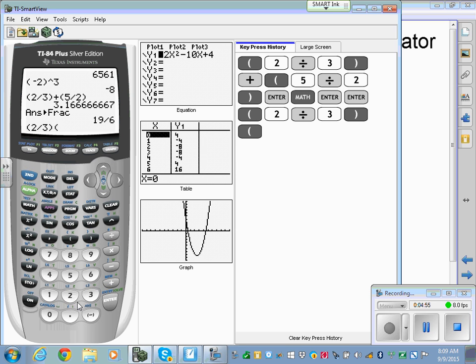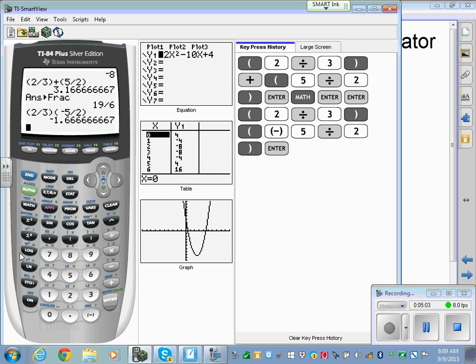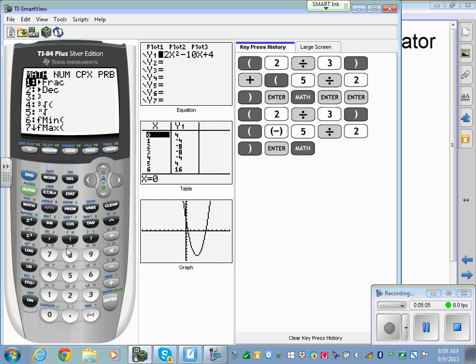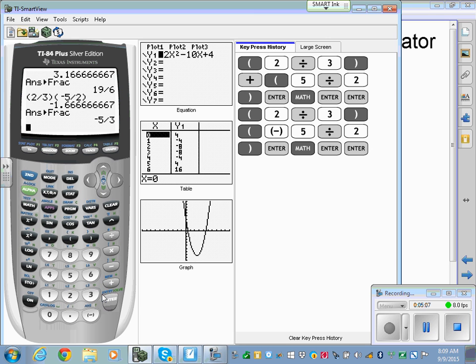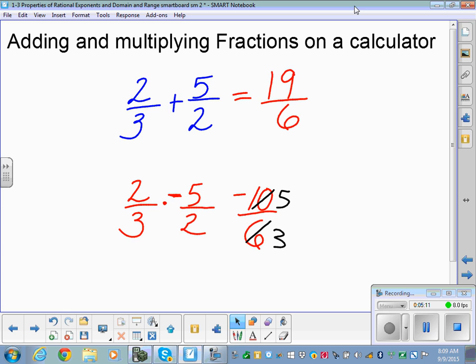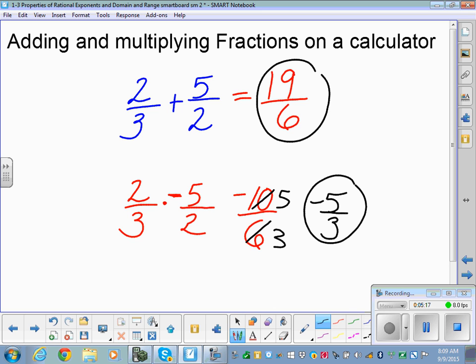And then -5/2, -5 divided by 2. If I hit enter, it's going to give me the decimal. We're going to change it back to a fraction, so I hit math, enter, enter, and it's negative 5/3, which is what we got by hand as well. Awesome. So negative 5/3. We're going to use our calculators hopefully a lot with doing these, just to make sure we don't get anything wrong.